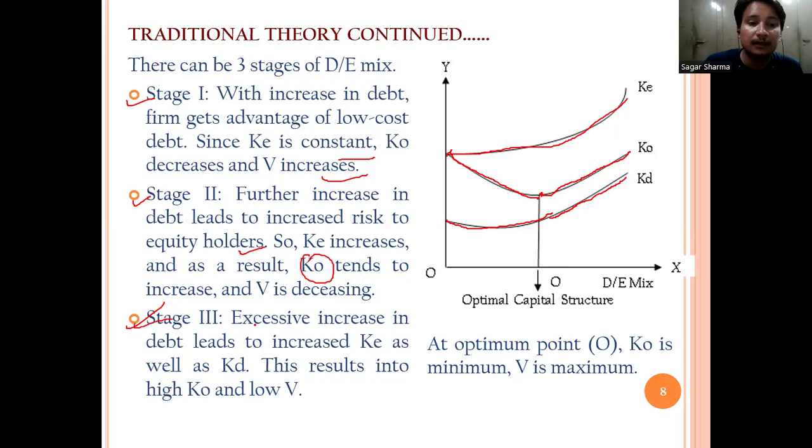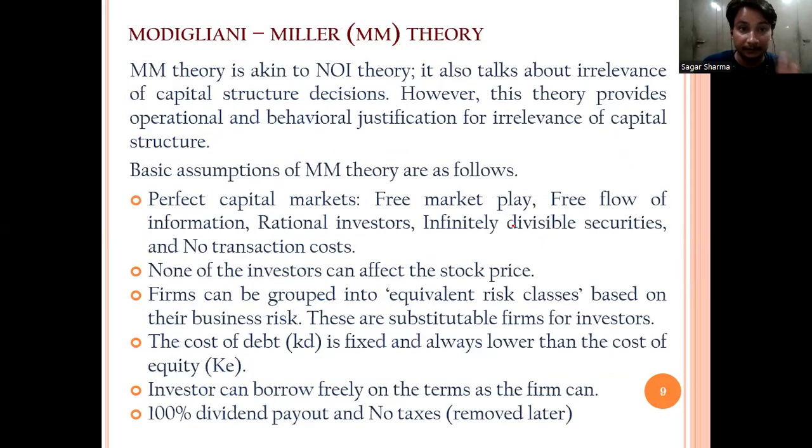And at the third stage, excessive increase in debt leads to increased KE as well as KD. This results in high overall cost of capital and low value of firm. At optimum point O, KO is minimum, V is maximum. So this is your optimal capital structure. Yes, the last theory of capital structure is Modigliani-Miller theory. This theory is akin to NOI theory.